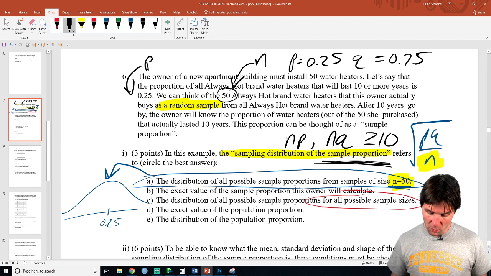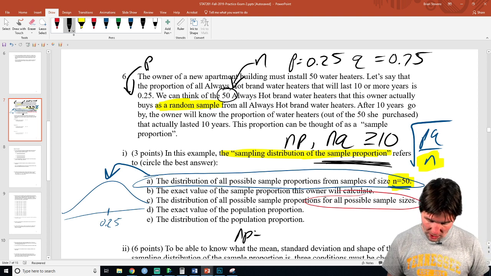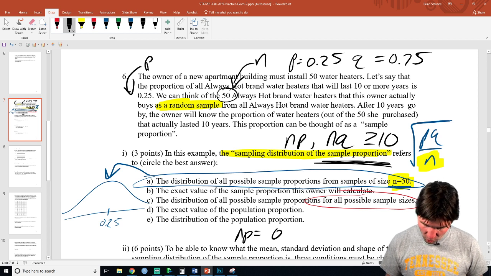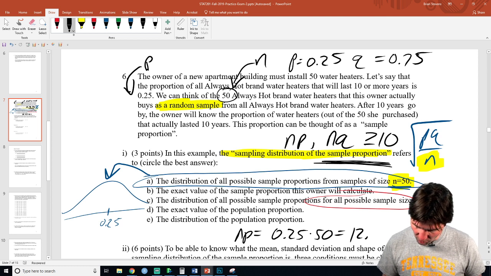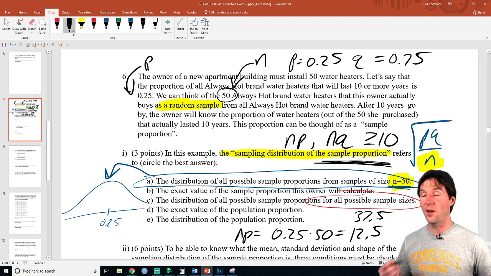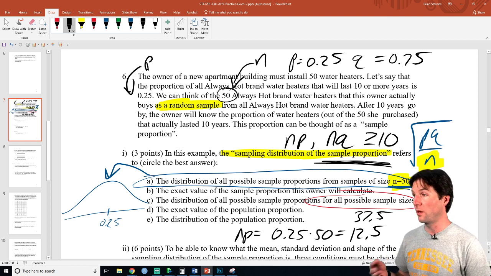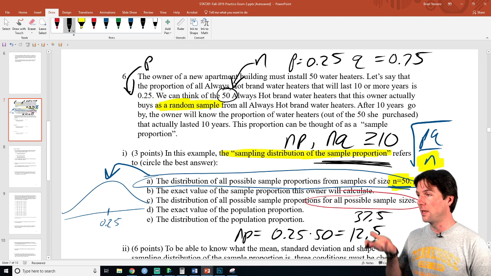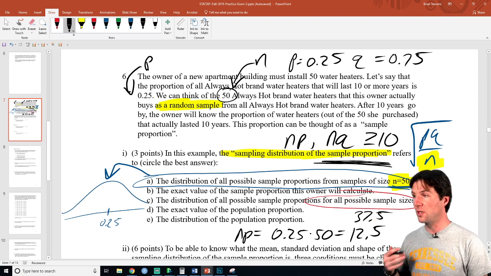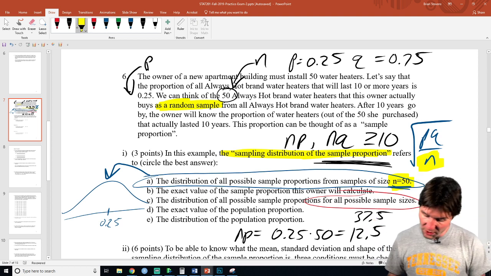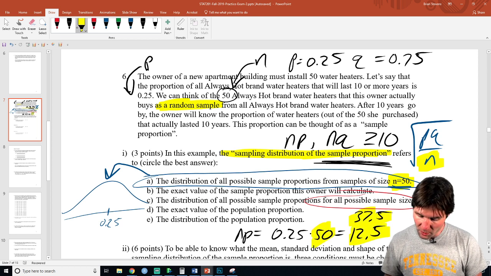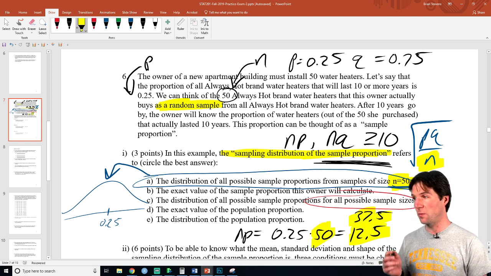So NP would be, and I'm going to write it right here, NP would be equal to 0.25 times 50, which is equal to 12.5. And what's interesting is NQ will actually be 37.5, and that's just going to be 0.75 times 50. Does everyone see how those can be found? 25% of 50 is 12.5, and 75% is 37.5. And interestingly enough, both these numbers add up to N, because you'd expect this many successes and this many failures.